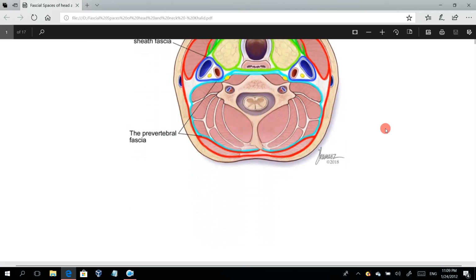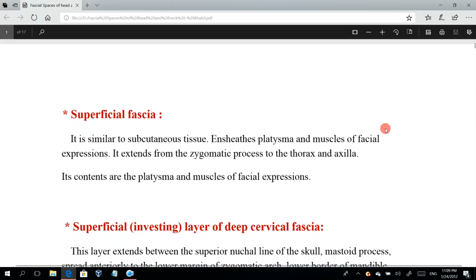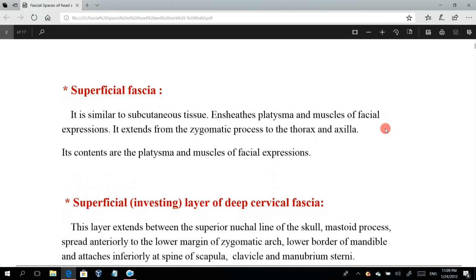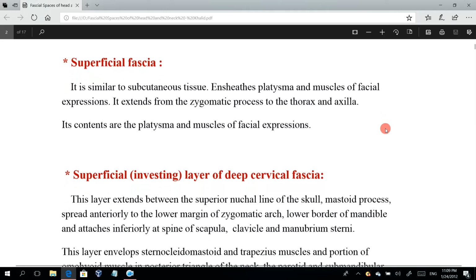Okay. Now we discuss these layers in details. First of all, we have the superficial fascia. The superficial fascia is similar to subcutaneous tissue, just below the skin. The second layer below the skin is the subcutaneous tissue and the superficial fascia.